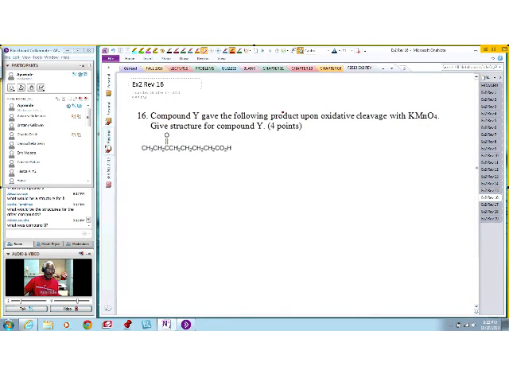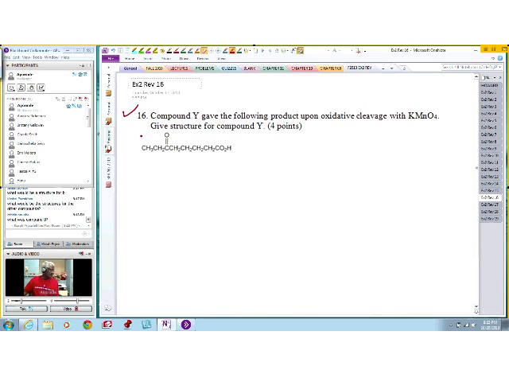16. We have 2 more questions. Let's do 16 and 18, and then we call it a day. Number 16. Erin Walters, can you read this for us? Compound Y gives the following products upon oxidative cleavage with KMnO4. Give the structure for compound Y.